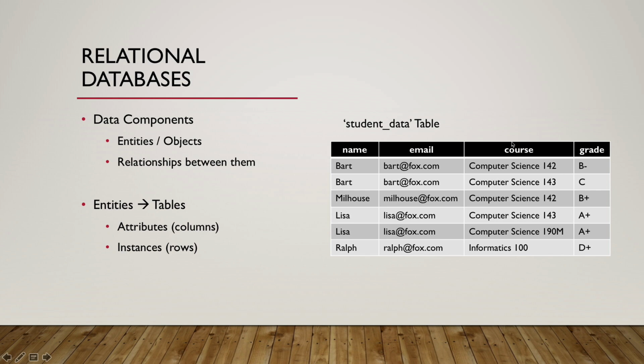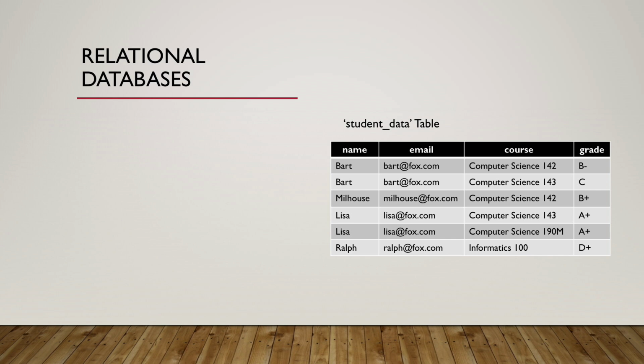Course could be thought of as its own entity. We have a Computer Science 142, that's one entity. Computer Science 143, that's another entity. Here's that first entity again, so we can start to see here that maybe this is actually a separate entity. And then finally, the grade you've earned in a course could be an entity. It would need to know what course it goes with and what student earned it, but the grade could be an entity all itself.